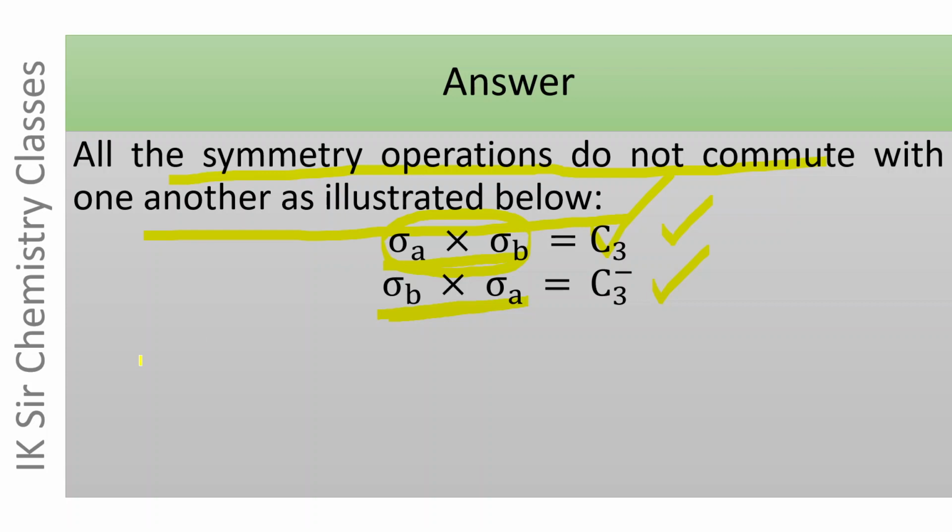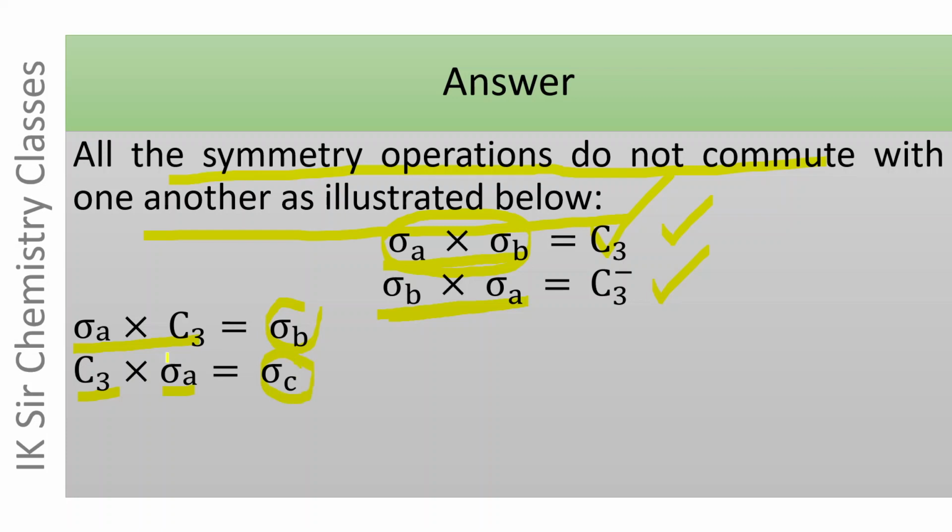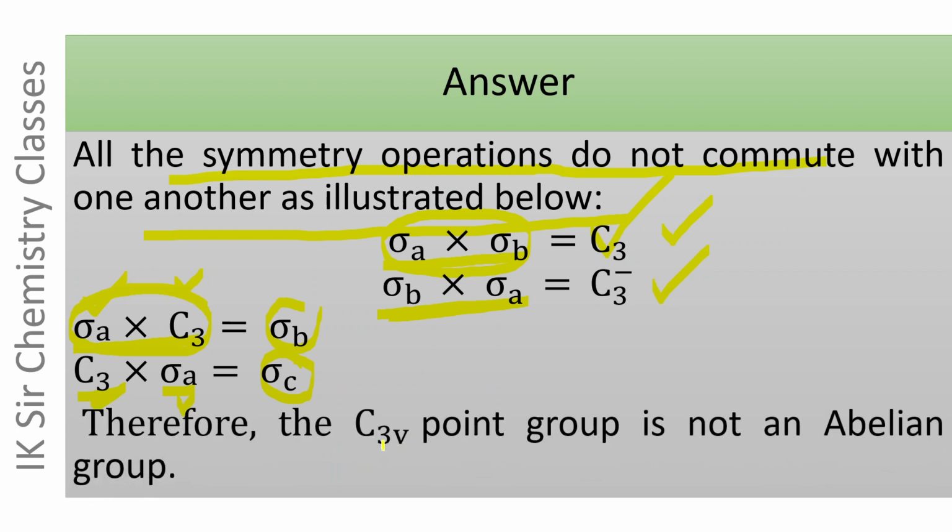Let us see another example. Sigma A multiplied by C3 is equal to sigma B, while C3 multiplied by sigma A is equal to sigma C. It means sigma A multiplied by C3 is not equal to C3 multiplied by sigma A, and these two symmetry operations sigma A and C3 don't commute with each other. Therefore, C3v point group is not an abelian group. It is non-abelian group.